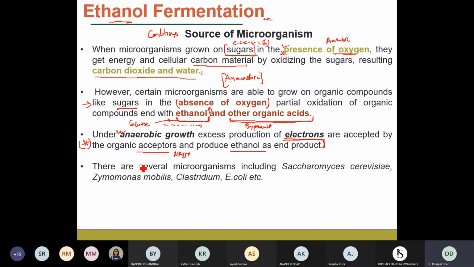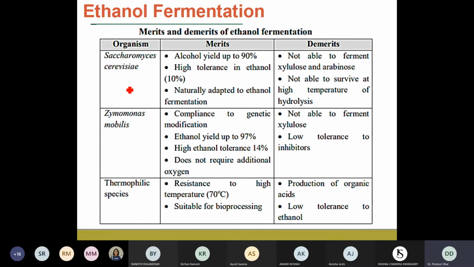But let us look at the microorganisms that produce ethanol. Ethanol is produced by different types of microorganisms. It can be produced, for example, by Saccharomyces cerevisiae, which is nothing but a yeast, or it can be produced by Zymomonas mobilis, Clostridium, or E. coli, which are bacteria. So let us first look into the different organisms that can produce ethanol, and what the advantages and disadvantages of each are.